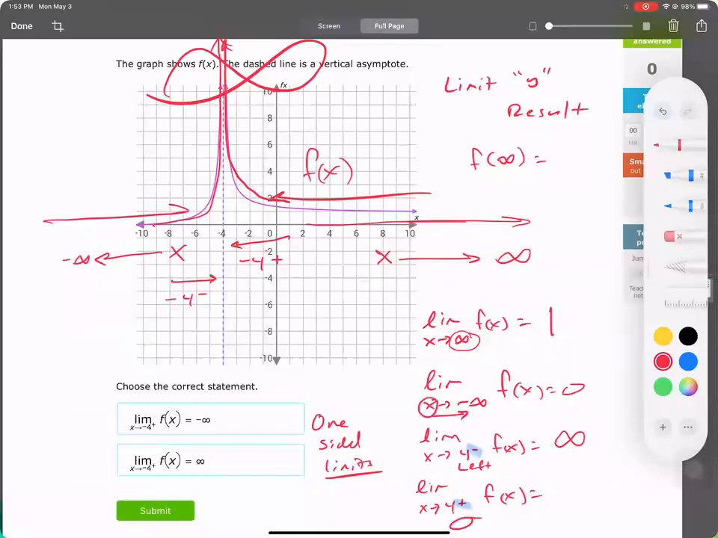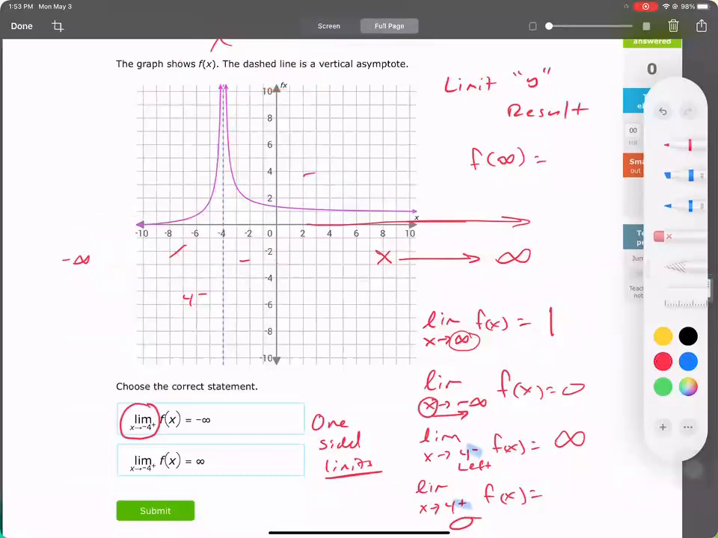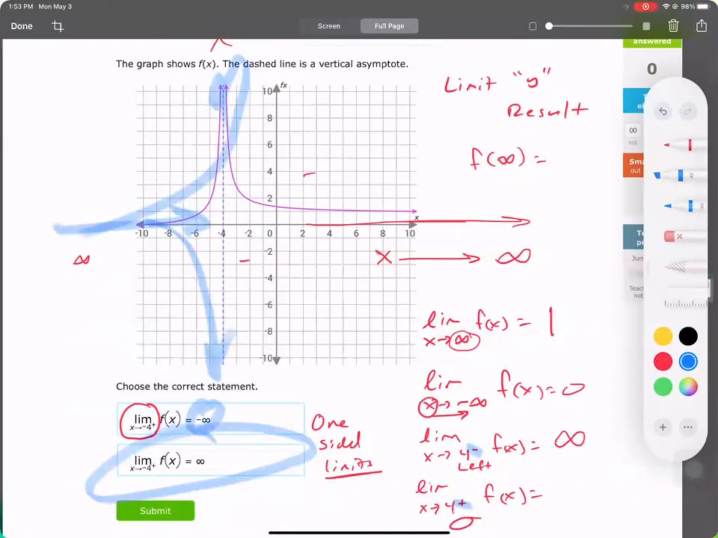Now let's go ahead and look at this. Choose the correct statement. Which of these is true? Is it true that, read this please, the limit as x approaches 4 from the negative side? Let's take a look here. What do we have on the negative side? They're telling me as I approach 4 from the negative side, it's going to be negative infinity. Does that look like it's heading down toward negative infinity? No, it's heading up to positive infinity. That's our answer.